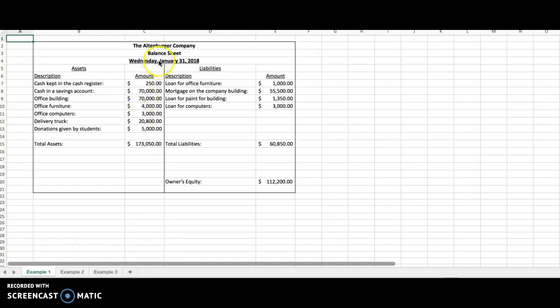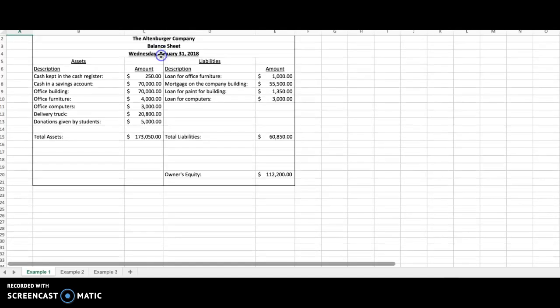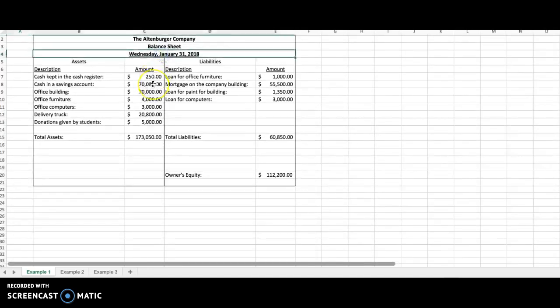In this case, the date is, as you see, January 31st, 2018. So we see on the balance sheet the different parts of it that you should know by now. We have on the left side assets. These are things that we own. On the right side of the balance sheet, we see liabilities. These are things that the business owes.